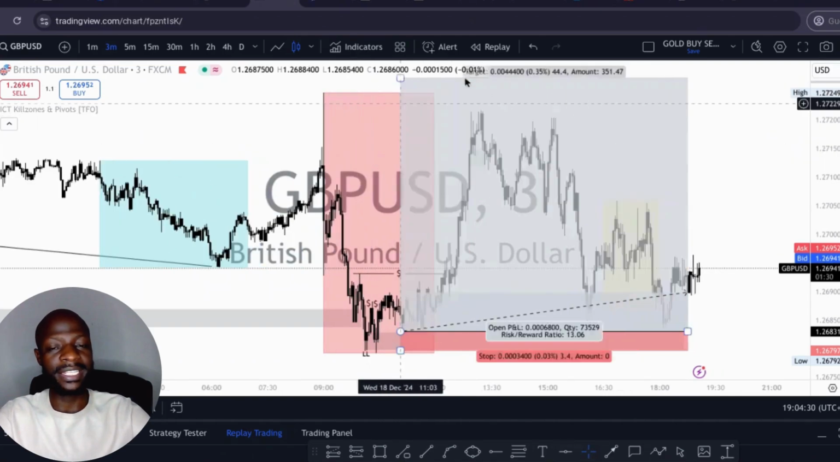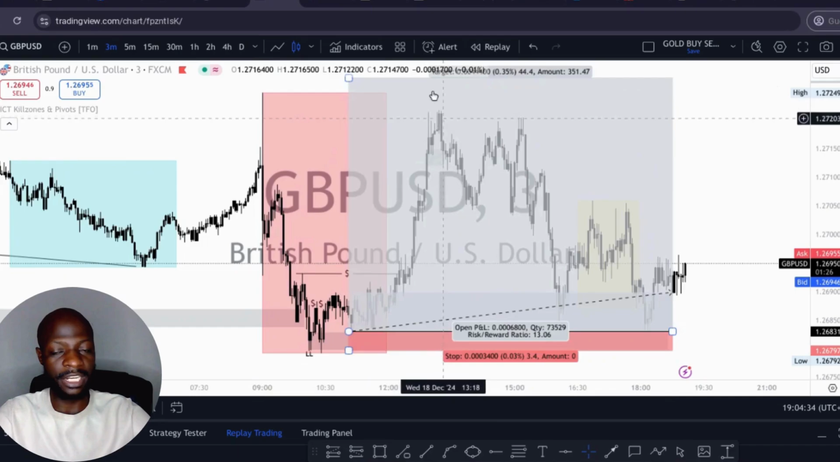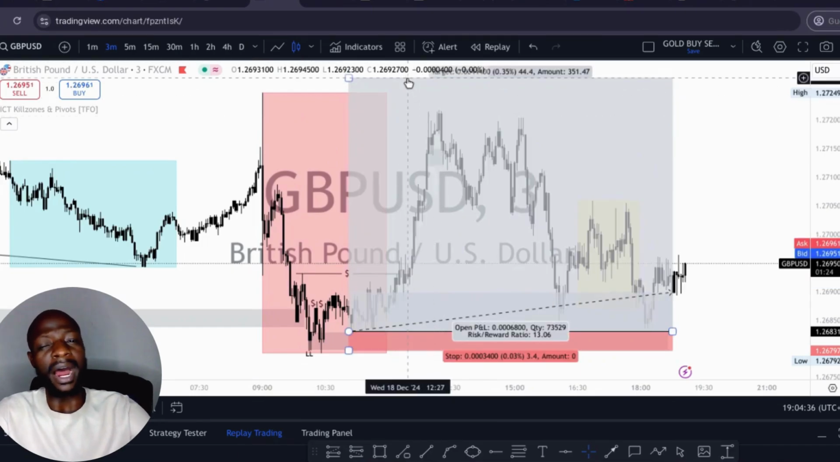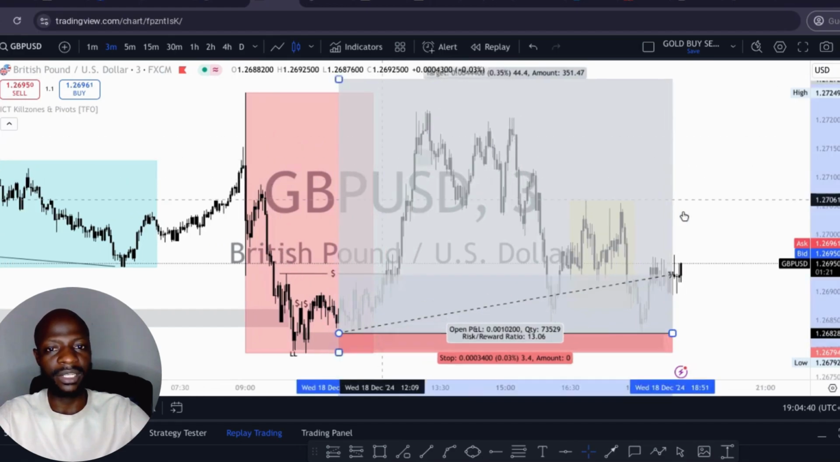And once the market started to do what? Started to reverse. It reached this level right here. It started to reverse. We're just about 3 hours away from our target. Then I saw the market doing something crazy. All right.